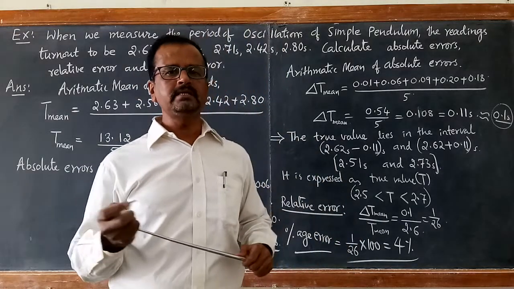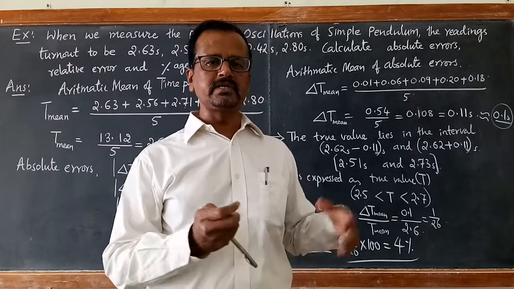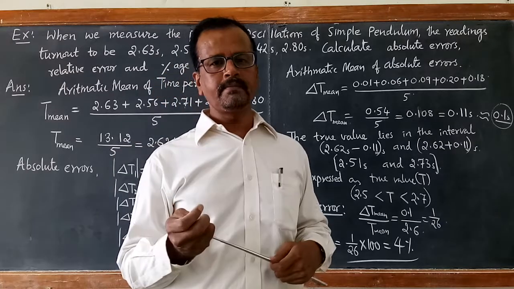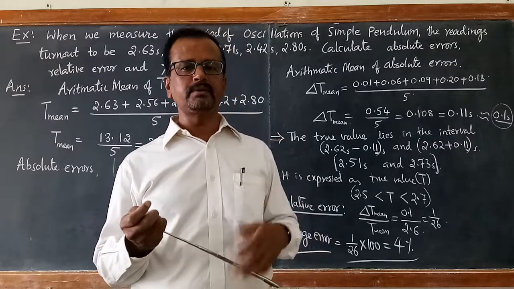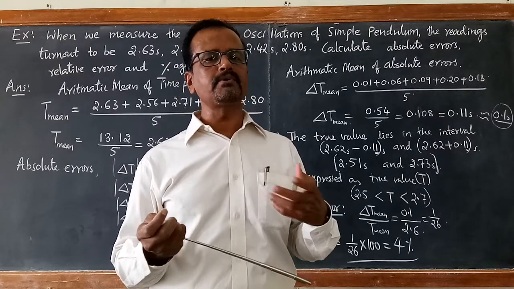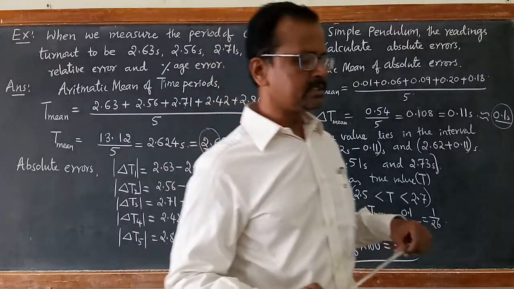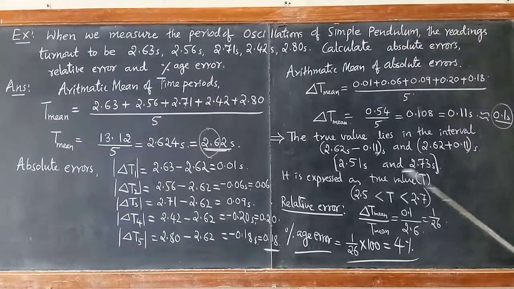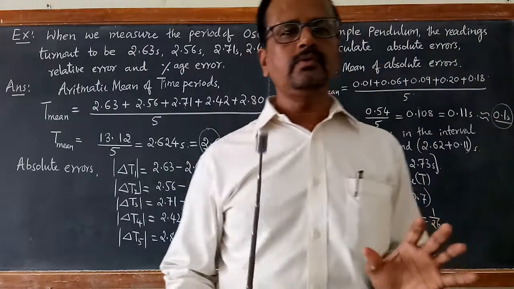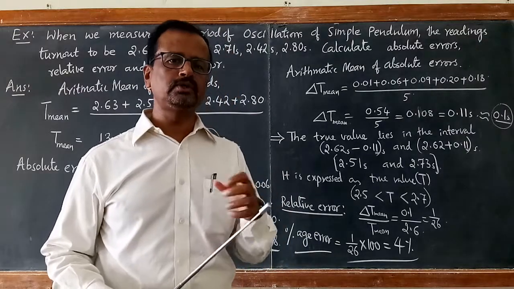This 4% can be improved. The error can be still minimized by various methods: by improving the technique of doing the experiment, by improving the apparatus, by improving the procedure, by reducing the personal error. So this is how errors can be calculated, and these error calculations help us improve the experiment to get a result closer to the true value.